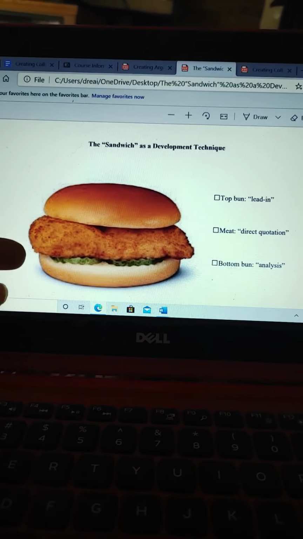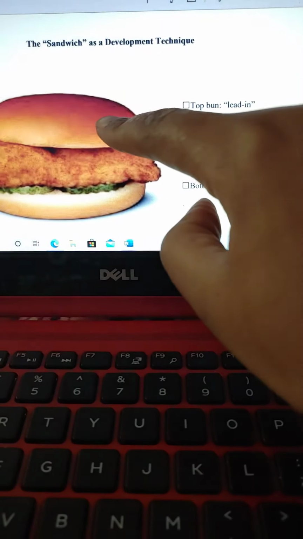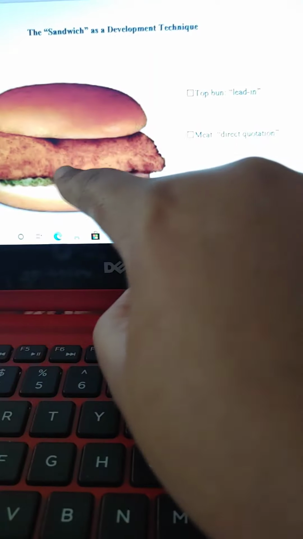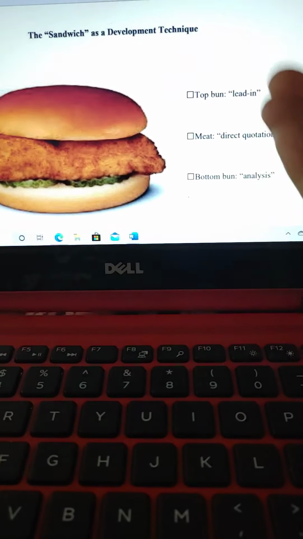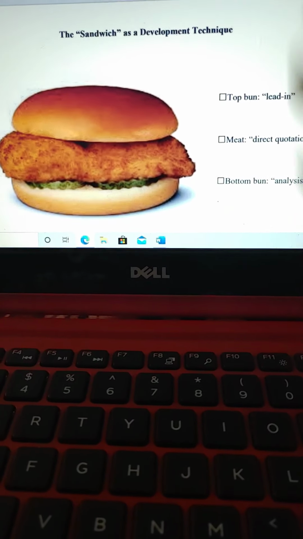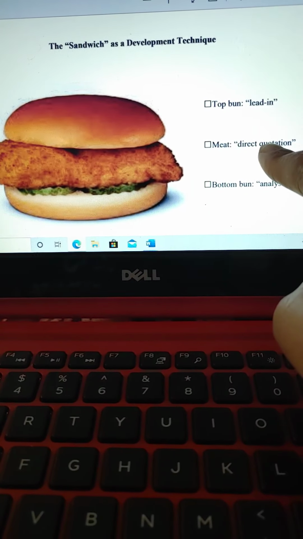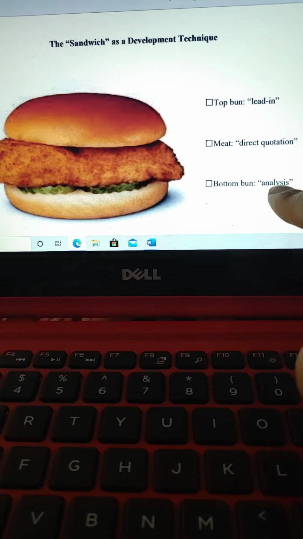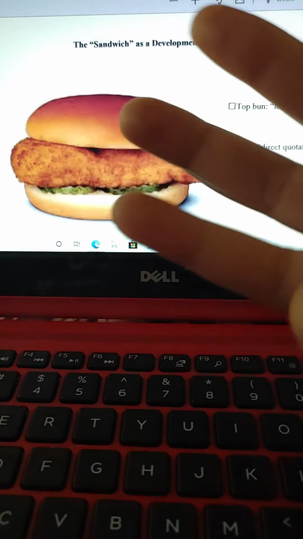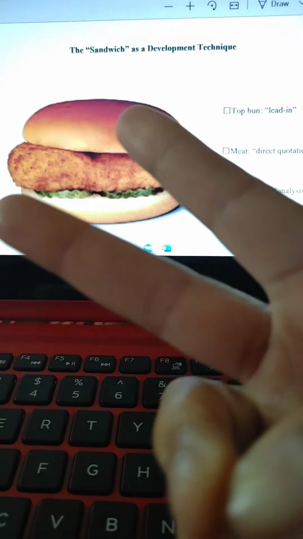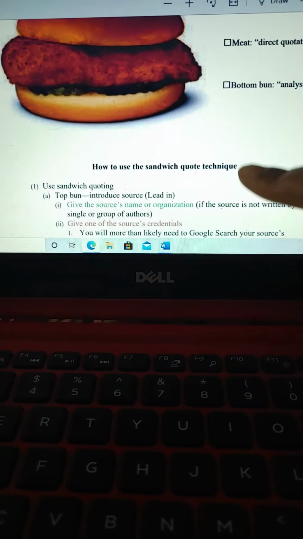So this is our sandwich, and when we think about a sandwich, it has three main parts. We have the top bun, this guy right here, the meat or whatever's in the middle, and the bottom bun, this guy down here. If we think about putting this in a visual, our first sentence is going to be the lead-in. The second sentence is going to be the direct quotation. And the final sentence, the third sentence, is going to be the analysis. Okay? So there's only three sentences. Not two, not one, not four, but three. Okay? So moving right along.